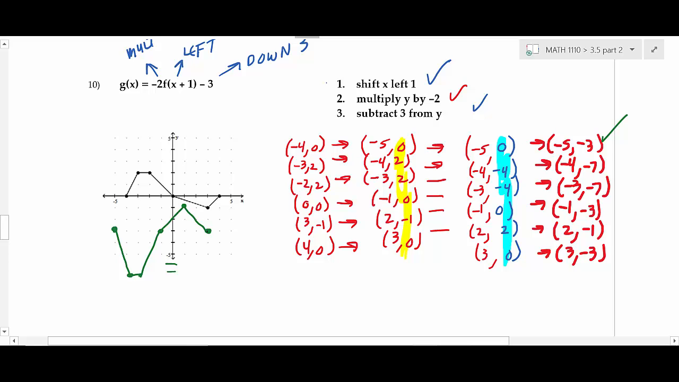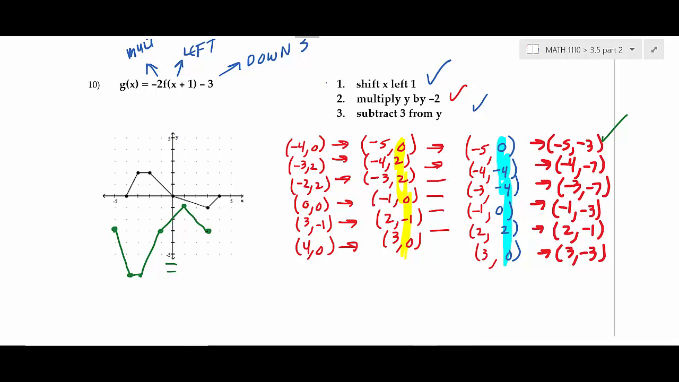So that's taking care of all the transformations. You can see it reflected. You can see it stretched. Vertically it's been stretched. And then everything's been moved to the left 1 and then down 3. You guys see what I'm doing?